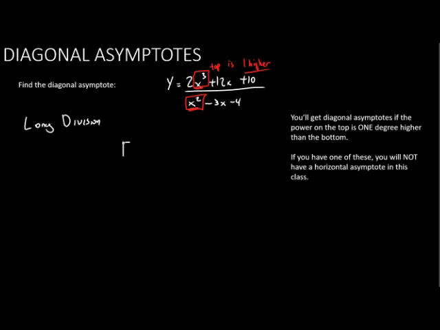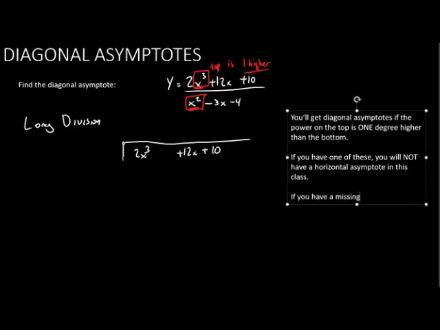We'll draw a division symbol. Whatever's on top of the fraction will go inside, whatever's on the bottom will go to the left. Therefore, we'll say 2x to the third plus 12x plus 10. Notice we have a missing term. Anytime you have a missing term, like this x squared that we do not see here, we will say 0x squared to fill in the empty space. I will place plus 0x squared in red to show that it is a missing term.